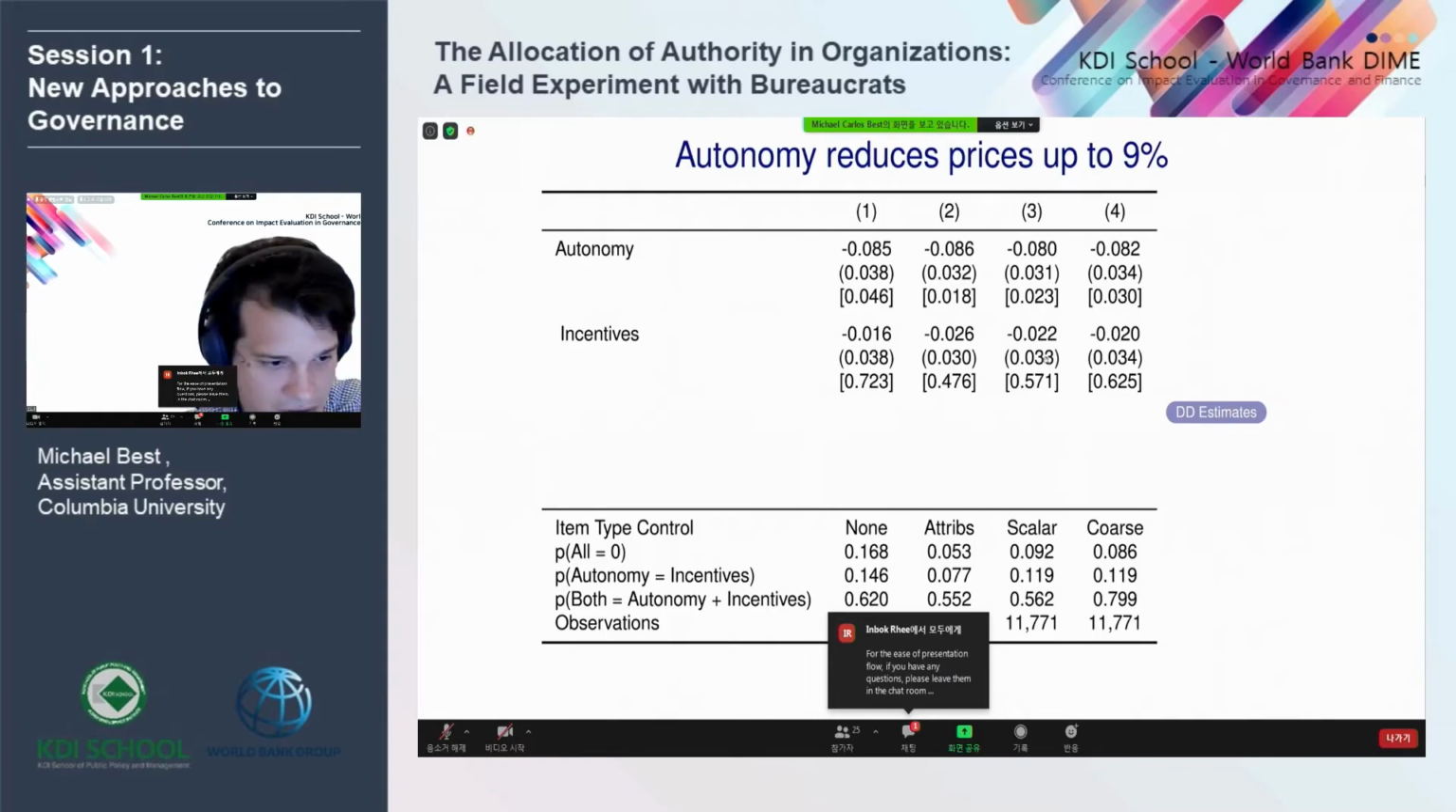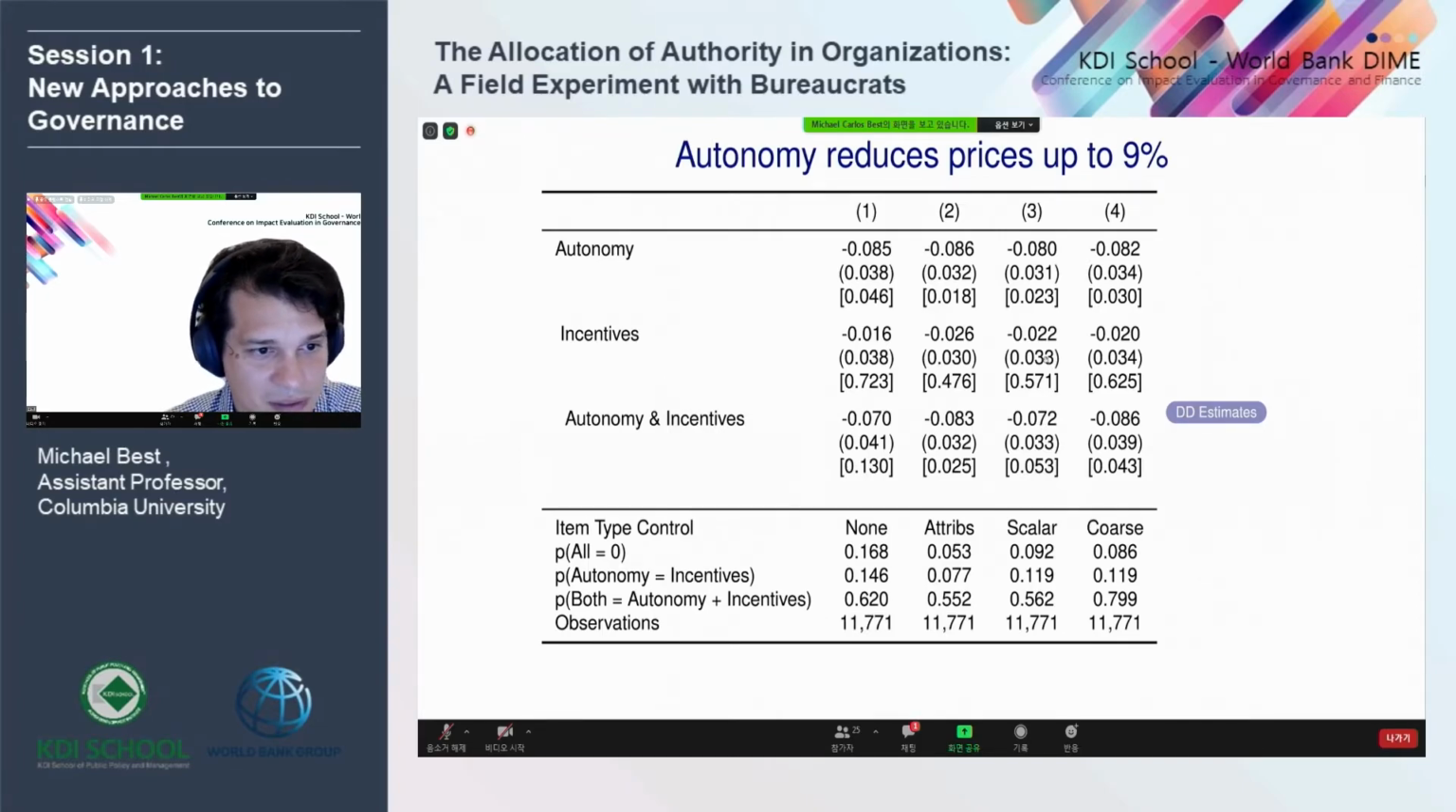And so this is a little bit of a puzzle. And we'll come back in a second to why we think this is happening. And when you look at what happens in the combined treatment that gets both the autonomy treatment and the incentives treatment, you see that it looks really quite similar to what's going on in the autonomy group.